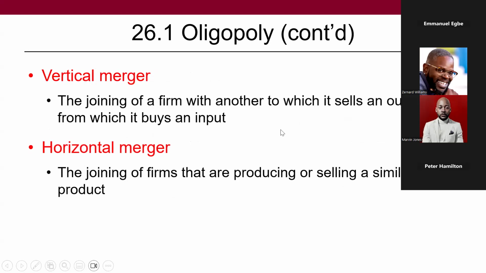Mergers can be vertical mergers or horizontal mergers. A vertical merger is, for example, when a company that bakes bread acquires a company that makes flour for baking bread. Horizontal mergers are where companies producing and selling something similar get together.